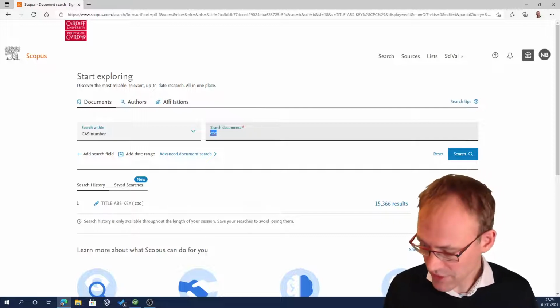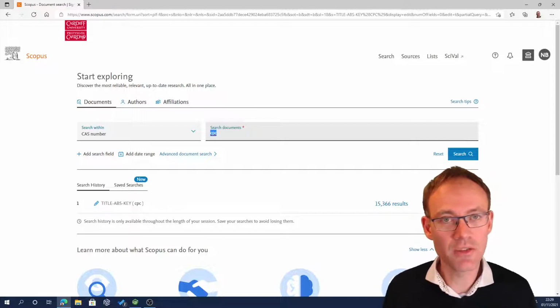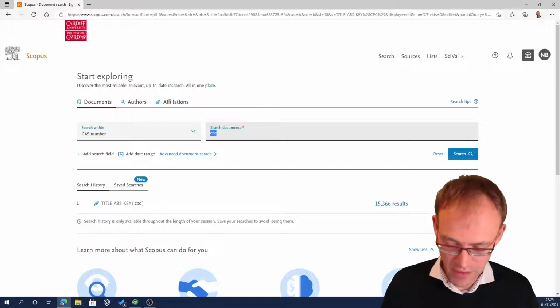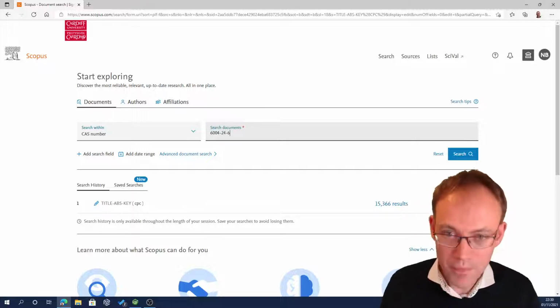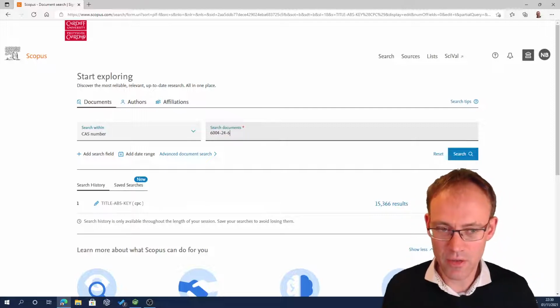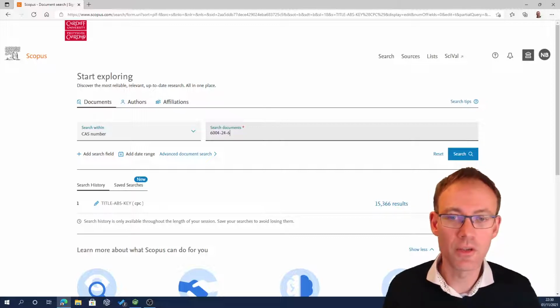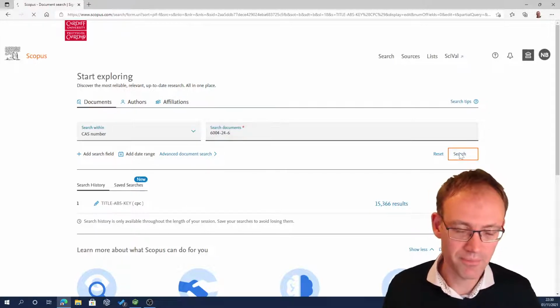So if I do that, I happen to have written down the CAS number from the bottle of the chemical compound when I used it in the lab. And the CAS number on the bottle is this number over here. So let's see what happens if I look for this particular CAS number.